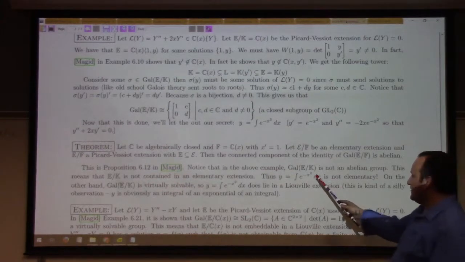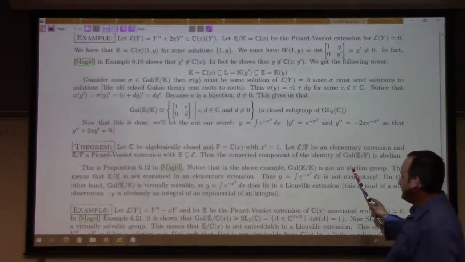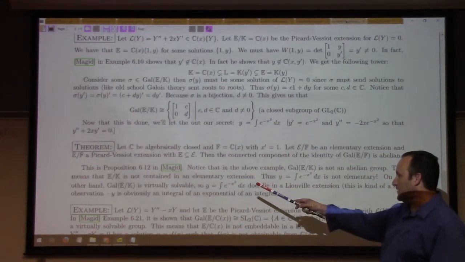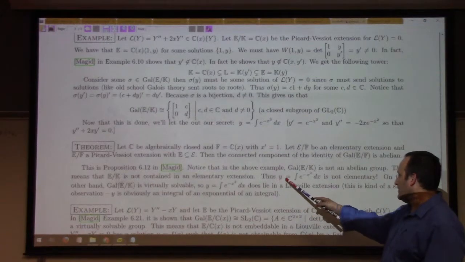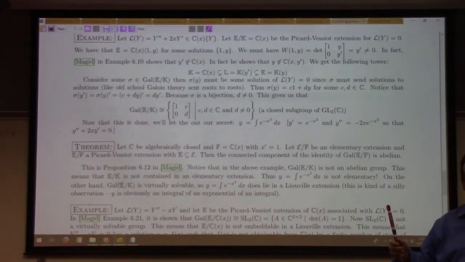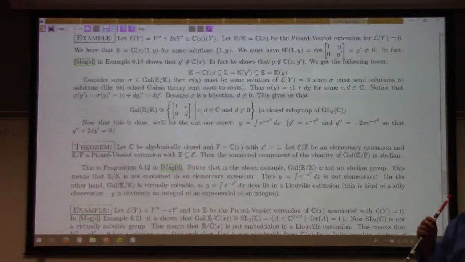So he says in the example he worked out above, the Galois group was not an abelian group, and that meant that E over K is not an elementary extension, thus this integral is not elementary. So now he has reduced the question of whether or not an integral is elementary. If you can see the integral is a solution to a differential operator whose Galois group is non-abelian, it's not an elementary function.